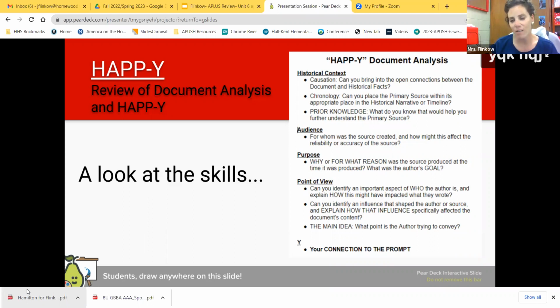Guys, it's not enough on this to just say the audience was women or the audience was the Senate. You have to explain that connection on why is the audience women? How do you know that? Purpose, why was it created? And then point of view. Point of view, I just want to give you some caution with point of view. Point of view is great to use if you know a lot about the author, if you know a lot about the source or where it's coming from. If you don't, point of view is not your best bet. Okay.